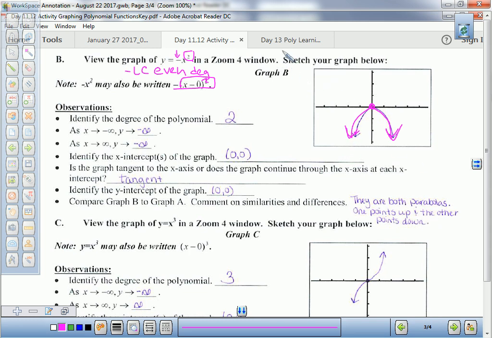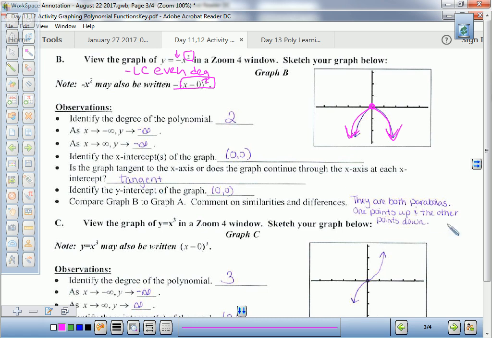The end behavior on the first one, both ends did the same thing. The ends of this one, both ends do the same thing. But on the first one, they went up, and on the second one, they went down. So if we have an even degree, the ends are going to do the same. If the leading coefficient is positive, those ends go up. If the leading coefficient is negative, those ends go down.